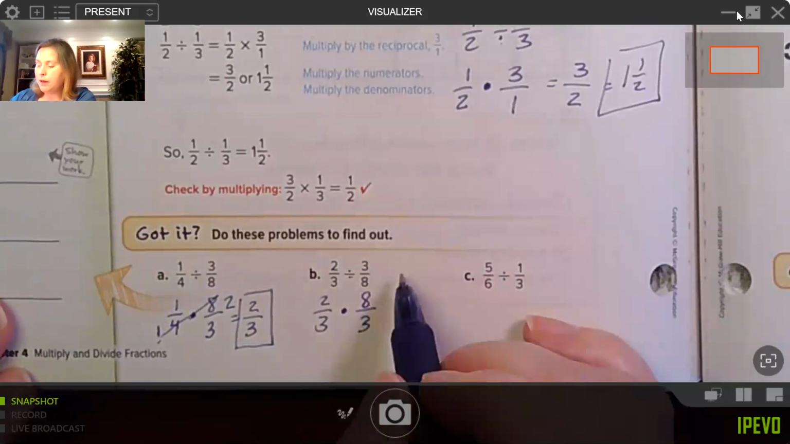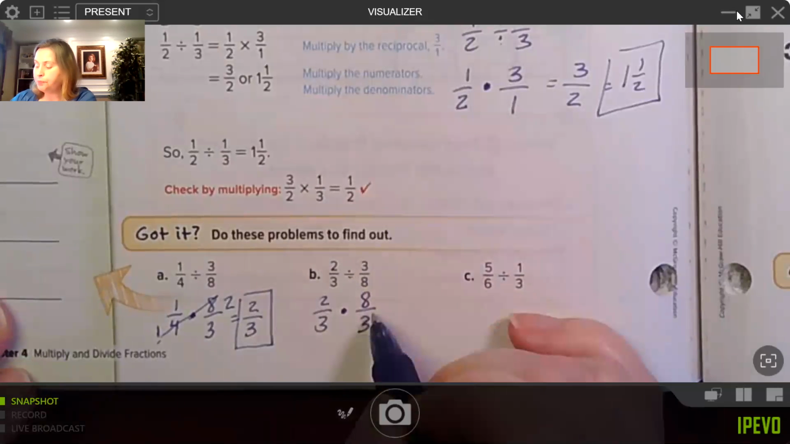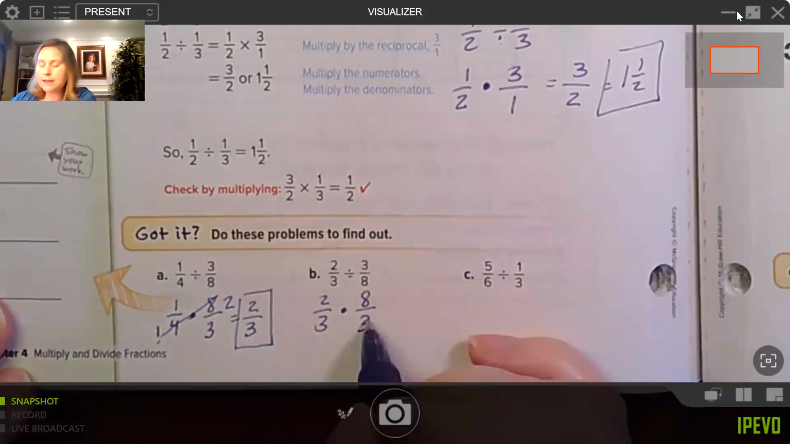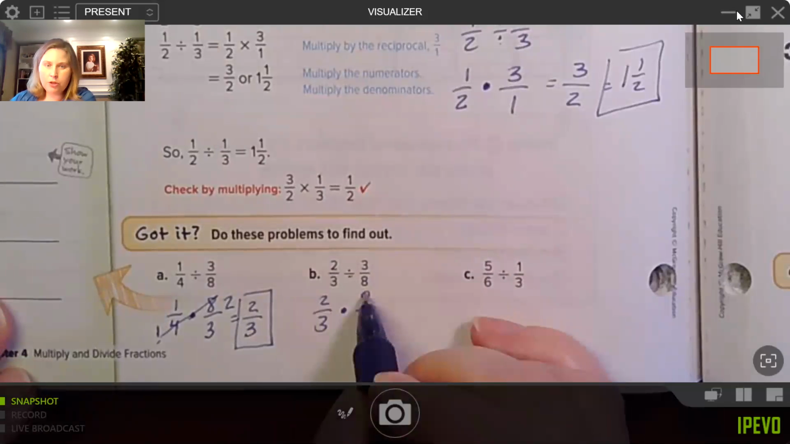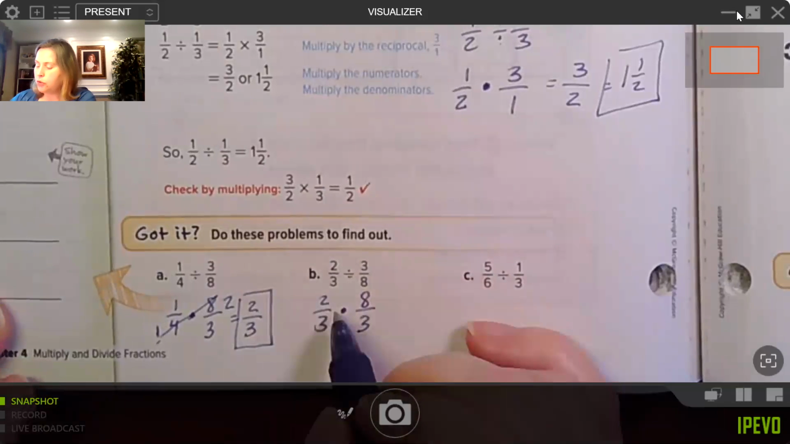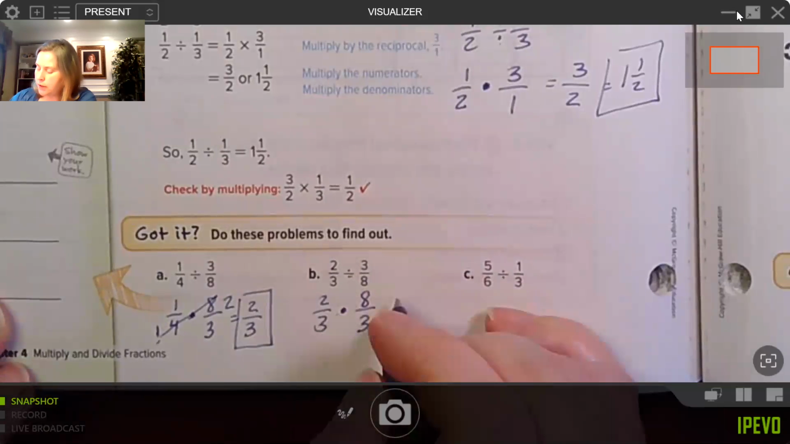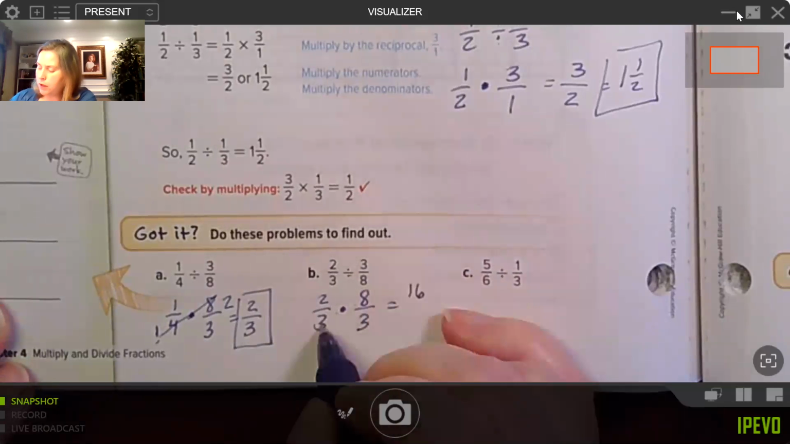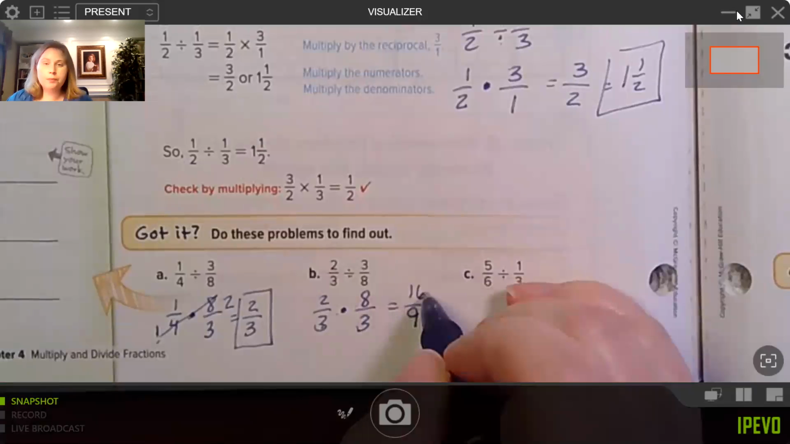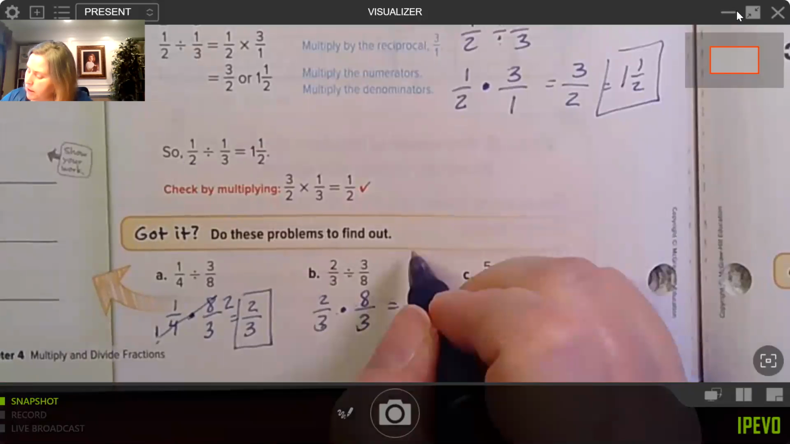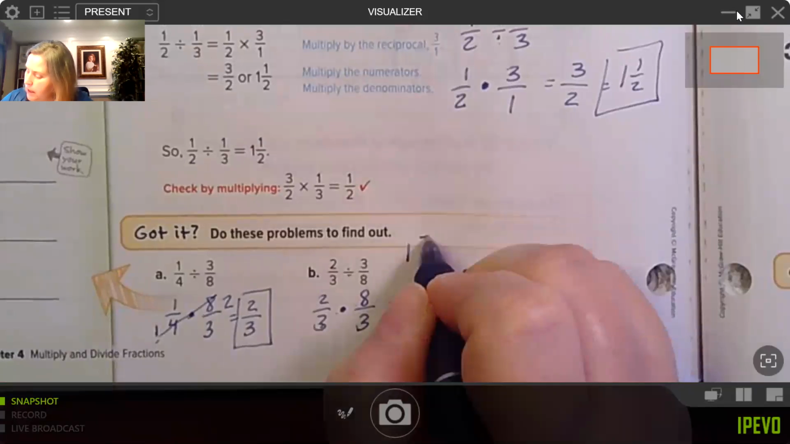So 3 divided by 8 becomes 8 divided by 3. Then we check for cross cancellation. 2 and 3 do not have any common factors. 8 and 3 do not have any common factors. So we have 2 times 8, which is 16, and 3 times 3, which is 9. So then we have 16 ninths. So that is going to be the same as 1 and 7 ninths.